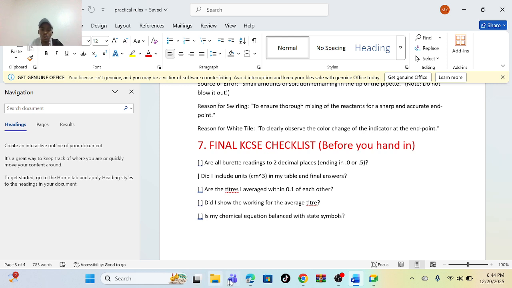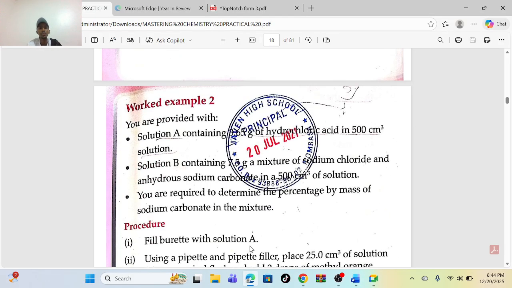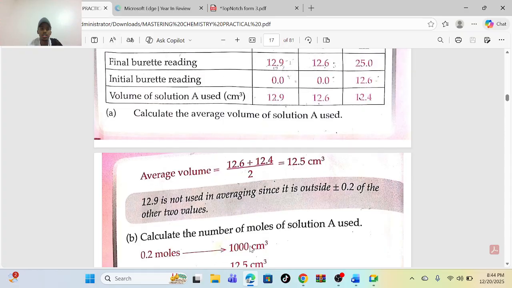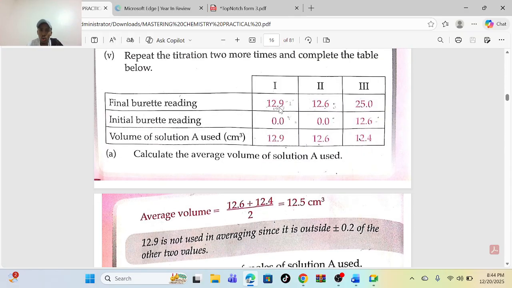CPS si muhimu. Nikafanya swali moja. So for example, this unafaa ujaze. So ona huyu saizi amechukua ngapi? Amechukua 12.9. Ona 12.9, 12.6, 24.5, 25.0. So kama ni one decimal place, zote ni one decimal place, angalia. Zote one decimal place.